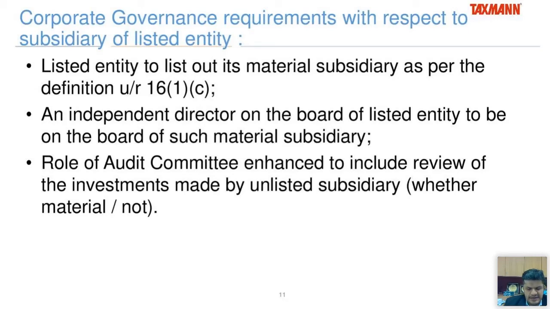So as is the case with equity listed companies, for high value debt listed companies also, you'll have to have one independent director nominated on the board of the material subsidiary. The role of the audit committee is enhanced to include the review of investments made by an unlisted subsidiary, whether material or not. So the extended requirement of the audit committee of the parent is also applicable in case of an unlisted subsidiary of the parent within the group.